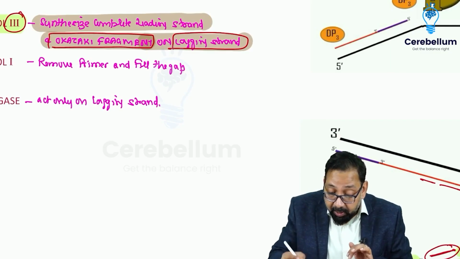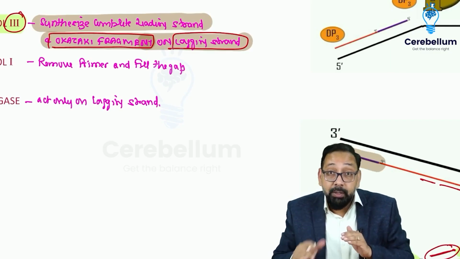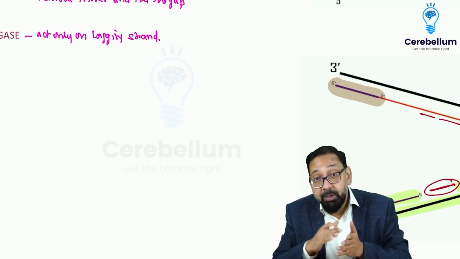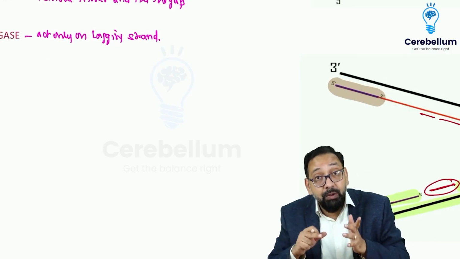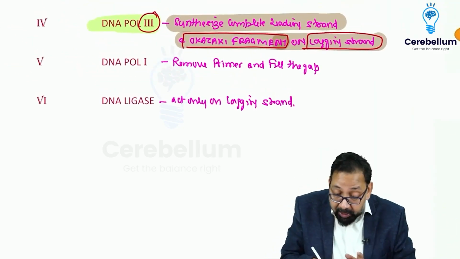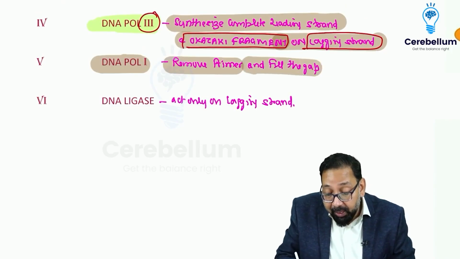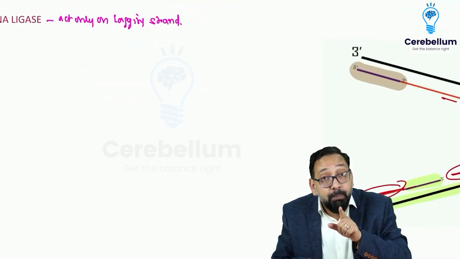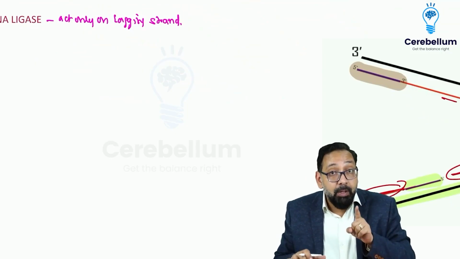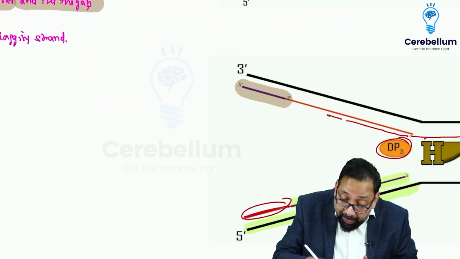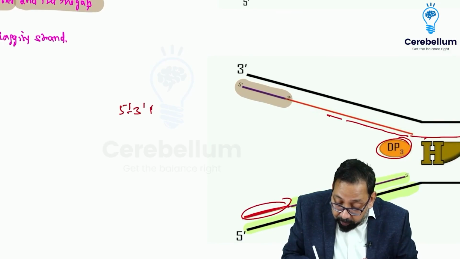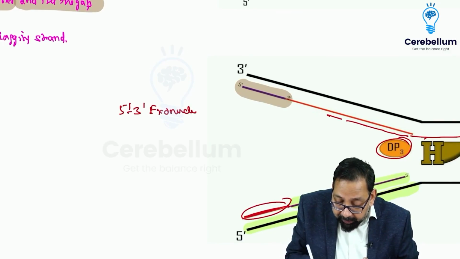Now, this is not complete because I told you these primers are RNA, and we are doing DNA synthesis. So these primers should be removed. The next function is primer removal, which is done by DNA polymerase 1. It removes the primer and fills the gap. DNA polymerase 1 will remove the primer by 5 to 3 exonuclease activity.